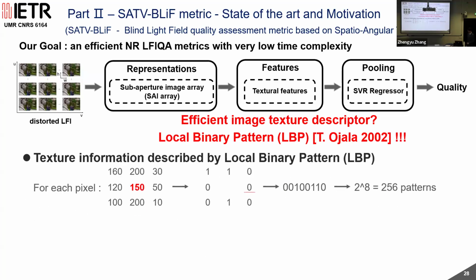Specifically, for a pixel in an image, we compare the value of the central pixel and its neighboring pixels. For example, if the central pixel is larger than the right pixel, then the right position will be set to 0, otherwise 1. Then we get binary numbers, and we connect all these binary numbers into an 8-bit binary number. Each group of the binary number is considered as one pattern, and we can obtain 256 patterns in total.